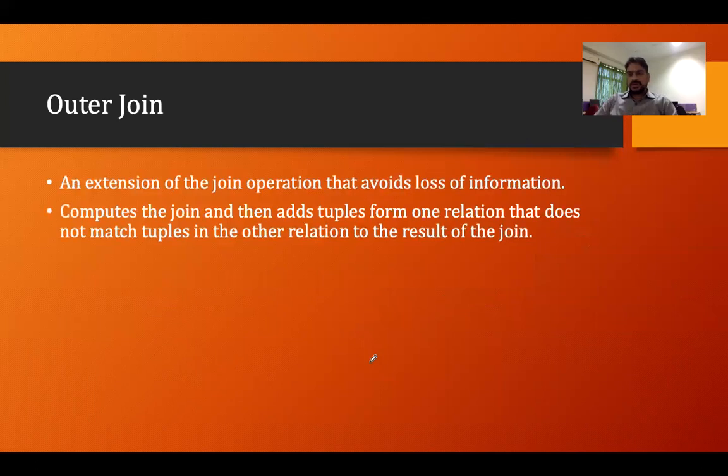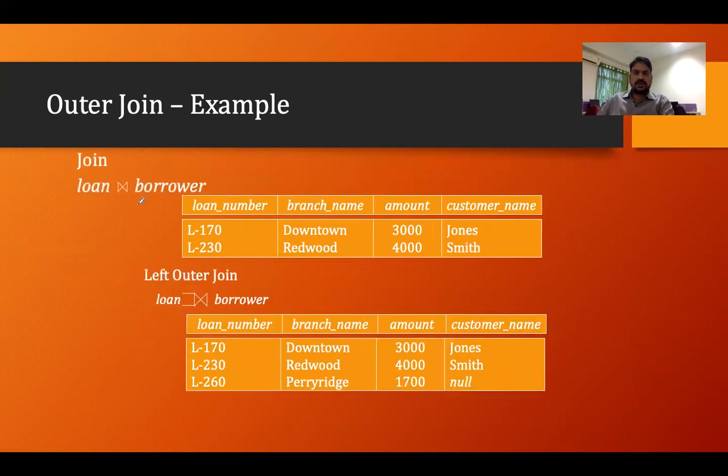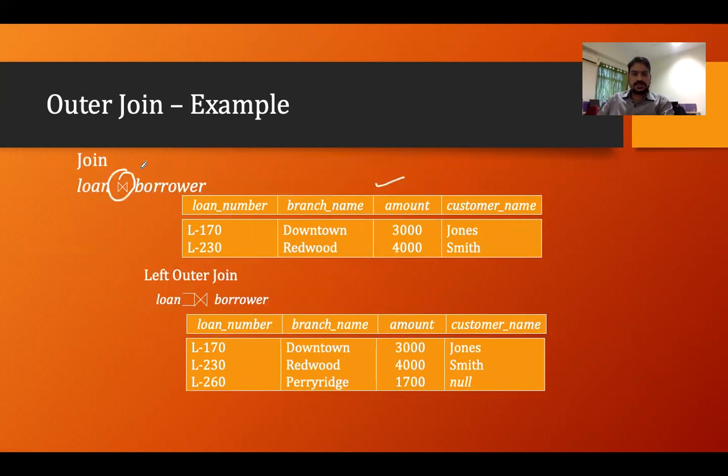Then we have different outer joins. We all know the meaning of outer join, right? There are different outer joins. So let's say we have two tables. One is the loan table, another is the borrower table, or loan relation and borrower relation. Loan number, branch name and amount are there. Customer name and loan number are there. If you want to do the natural join, this is my output for these two. It will make a natural join with one common attribute. So which is the common attribute? Loan number is the common attribute. So based on that, it will do a natural join.